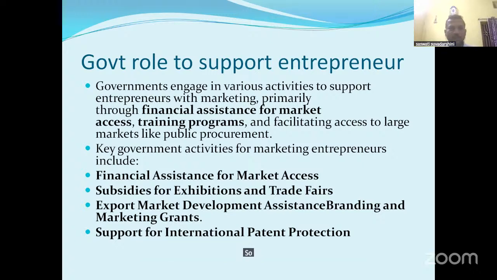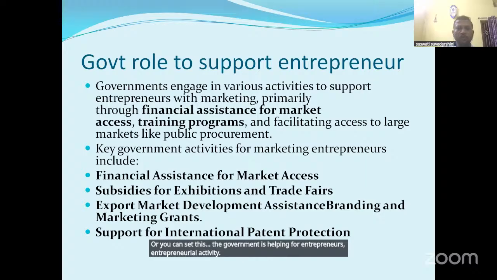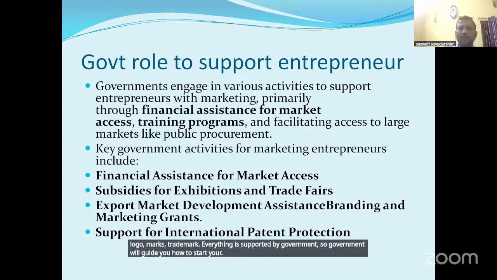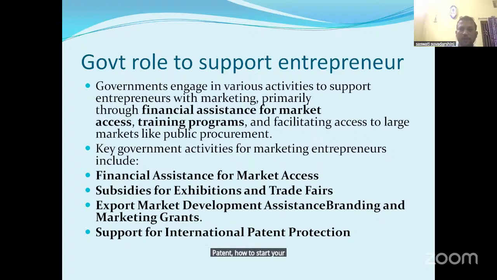So this is the support the present government is doing, or you can say the government is helping for entrepreneurs, entrepreneurial activity. Support international, no doubt. Patent creation. So that is patent, trademark. All these things are related. Then you can say different kinds of logos, marks, trademarks, everything is supported by government. So government will guide you how to start your patent, how to protect your product and service, so you can make a good brand.